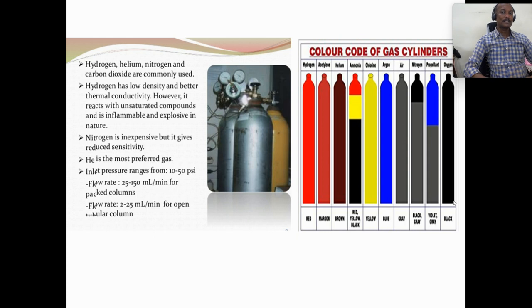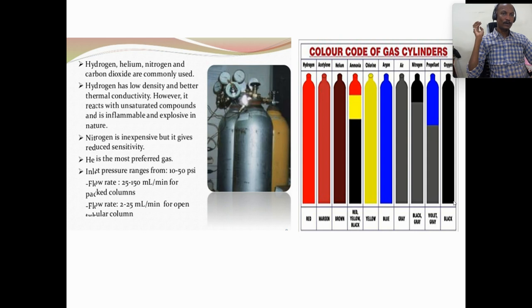Next, if you observe the various gas cylinders, every gas cylinder has its own color. What is the purpose of the color of the cylinder? It indicates the gas that is present inside that particular cylinder. The carrier gases commonly used are hydrogen, helium, nitrogen, and carbon dioxide.